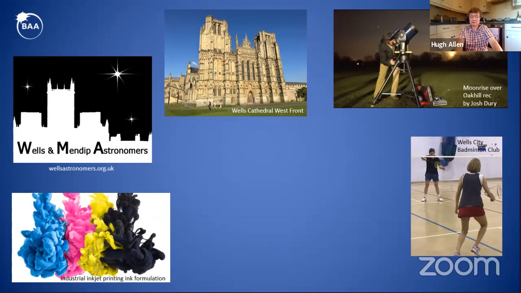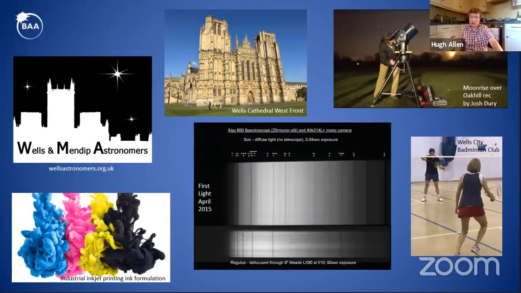By profession, I'm an industrial chemist since graduating from Downing College in Cambridge with a degree in chemistry. I've been in the printing ink industry for my whole career, working on inks for inkjet printers in the last 10 or 20 years. But we're here to talk about spectroscopy, and this is the first light image from my Alpi spectroscope, which I bought back in April 2015. So I've been doing astronomical spectroscopy now for a good 5 years, and I have enjoyed every minute of it.